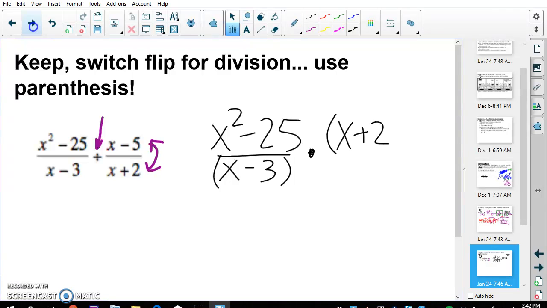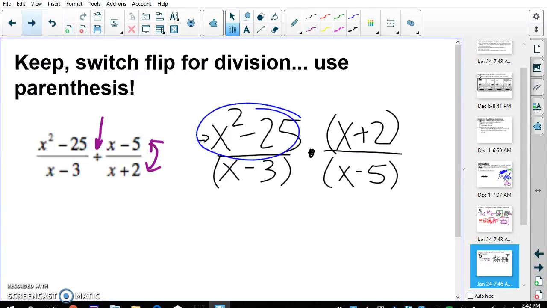X plus 2 on the top, can't simplify that yet, and x minus 5. Now, you'll notice I put parentheses around 3 of them, but not this one, because it says x squared minus 25. What do you know about 25? Yes, you know it's a perfect square. So I'm going to take this and rewrite it.